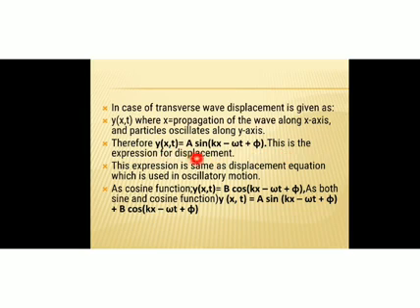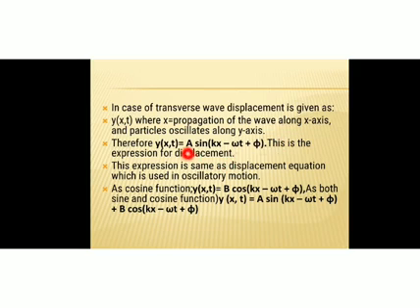So a progressive wave can be represented by the expression y of x, t is equal to a sin(kx minus omega t plus phi), where a is the amplitude of the wave, x denotes the wave is traveling along the x direction, and phi is the initial phase angle of the wave. This expression is the same as the displacement equation used in oscillatory motion. We will study oscillation later.